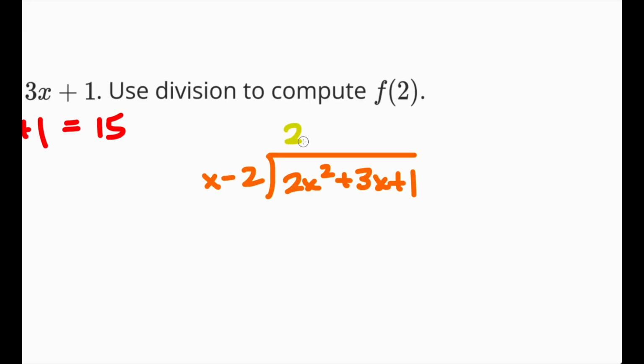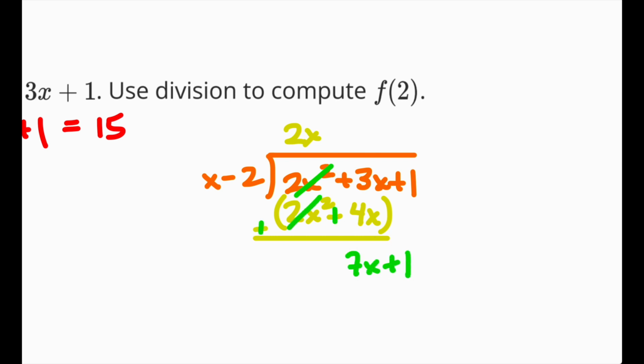So first thing is we're going to multiply this by 2x because 2x times x is 2x squared minus 4x, in parentheses. Okay, the 2x squared is going to cancel. Negative, negative becomes a positive. You end up with 7x plus 1. That means there's going to be a 7 up here, and you'll have 7x minus 14 here.